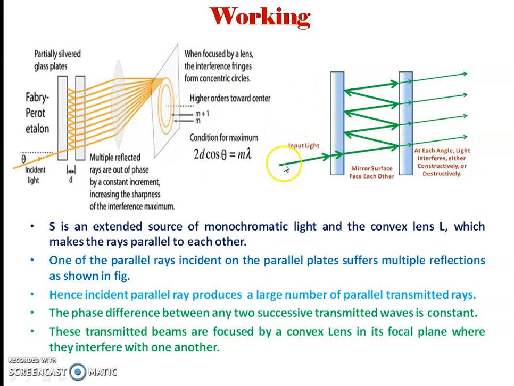So here this is the input light, and the mirror surfaces face each other, and the light gets reflected. Multiple reflection takes place, and here at each angle light interferes either constructively or destructively. So this is the working of this Fabry-Perot interferometer.